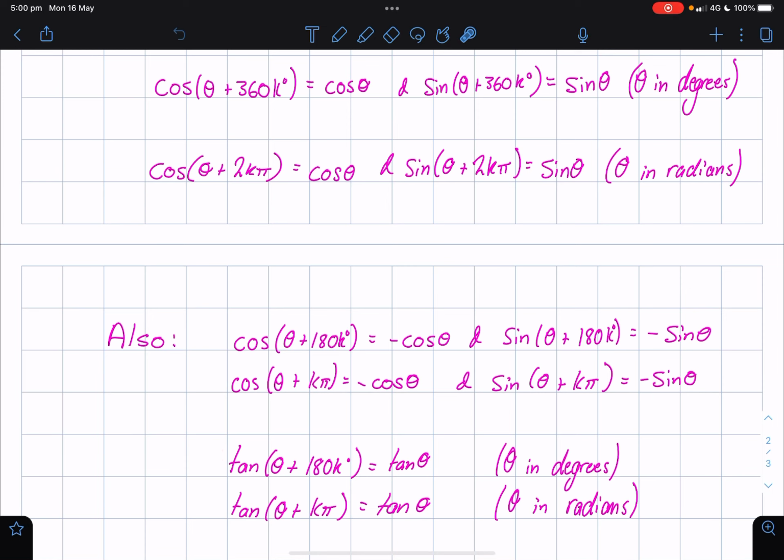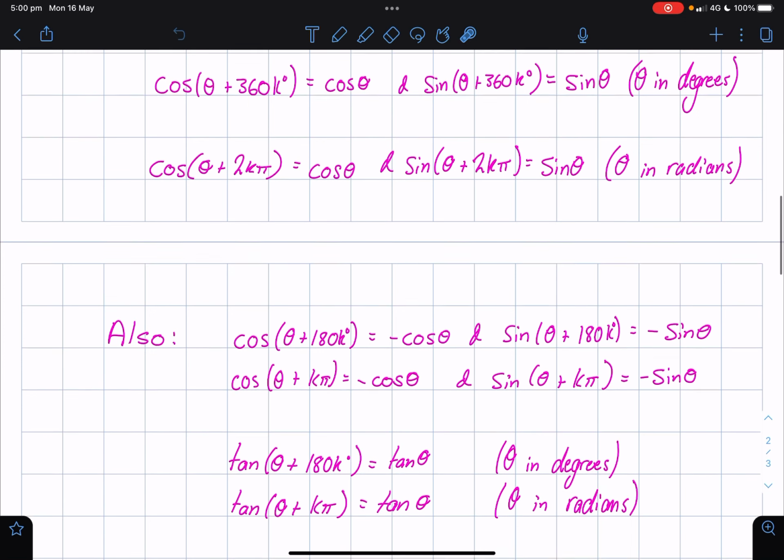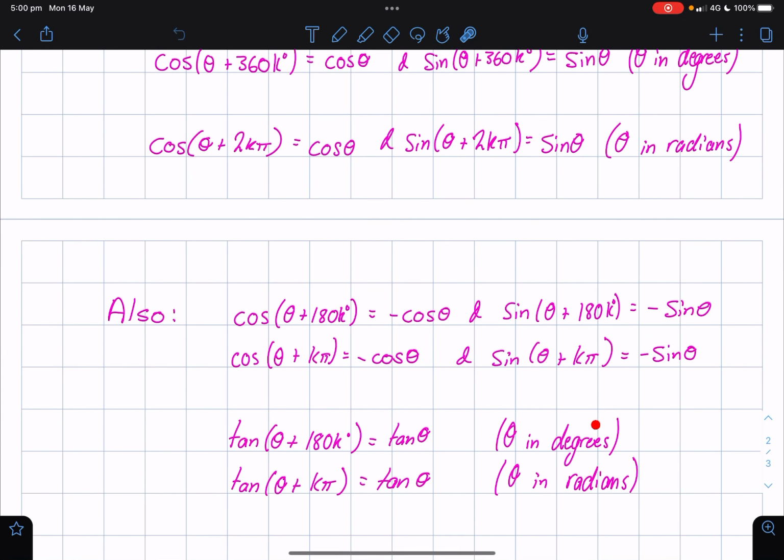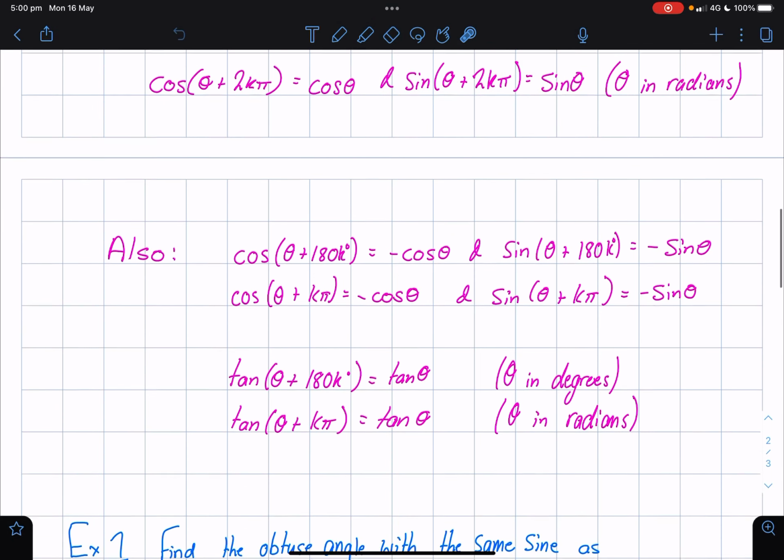Tan, however, if we're adding a multiple of 180, will give us positive tan theta. So 180 degrees, pi radians. If we're only moving half a revolution around the circle for tan, then we're just going to get that result of tan theta again.